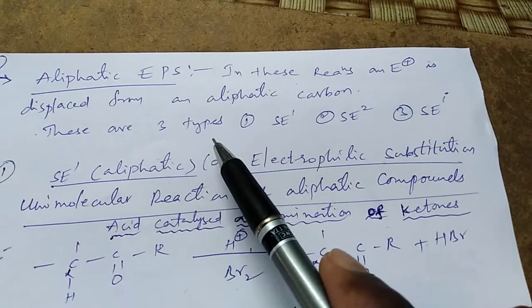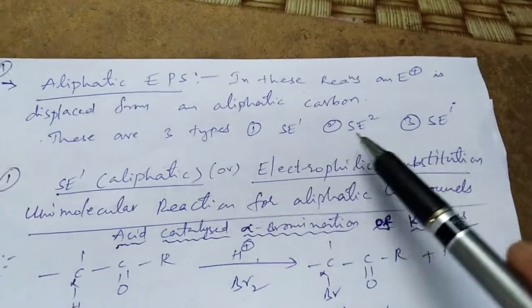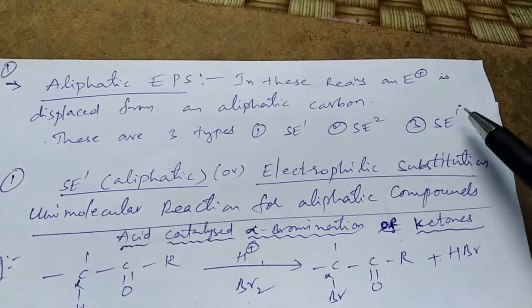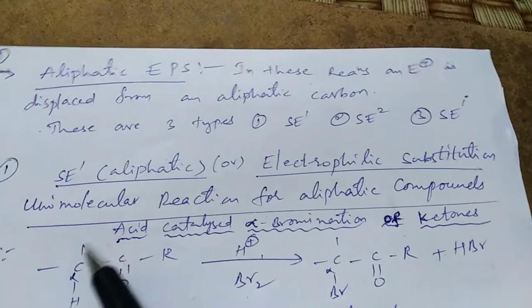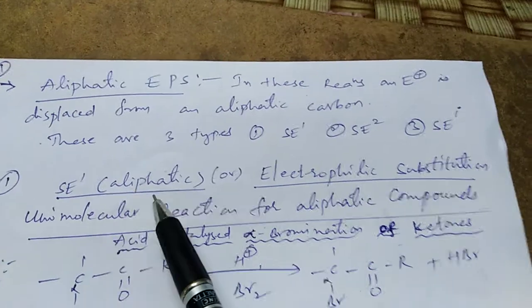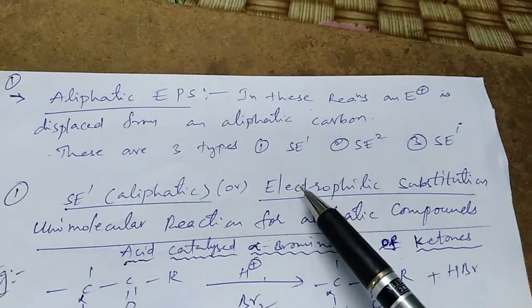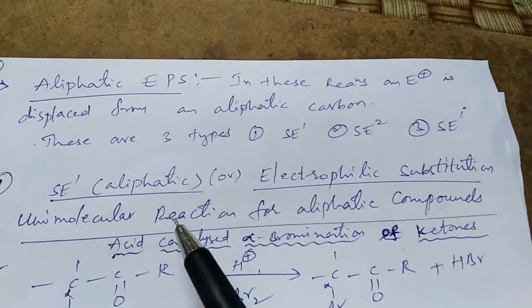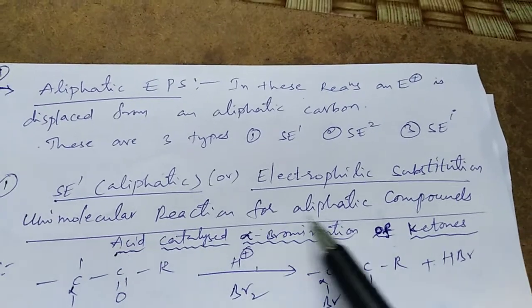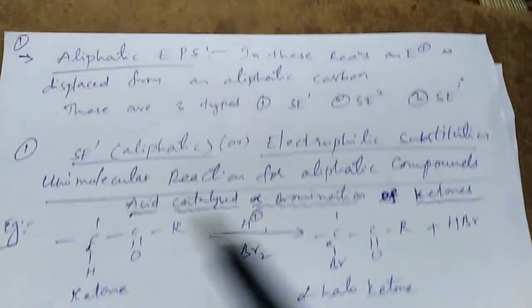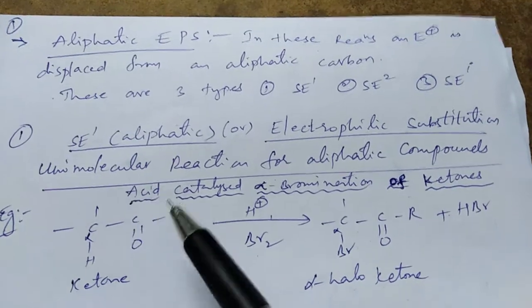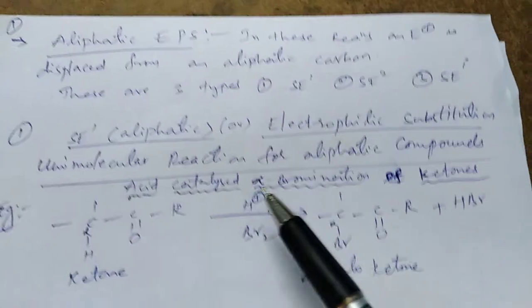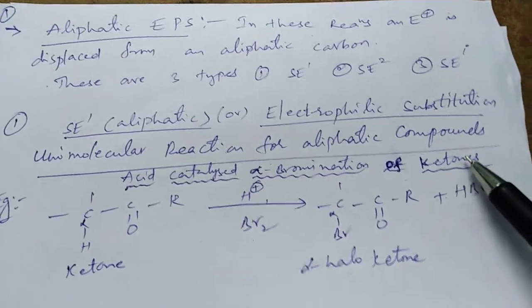Mainly these are three types. They are SE1, SE2 and SEi. First type is SE1 for aliphatic compounds, or electrophilic substitution unimolecular reaction for aliphatic compound. Example for SE1 is acid catalyzed alpha bromination of ketone.